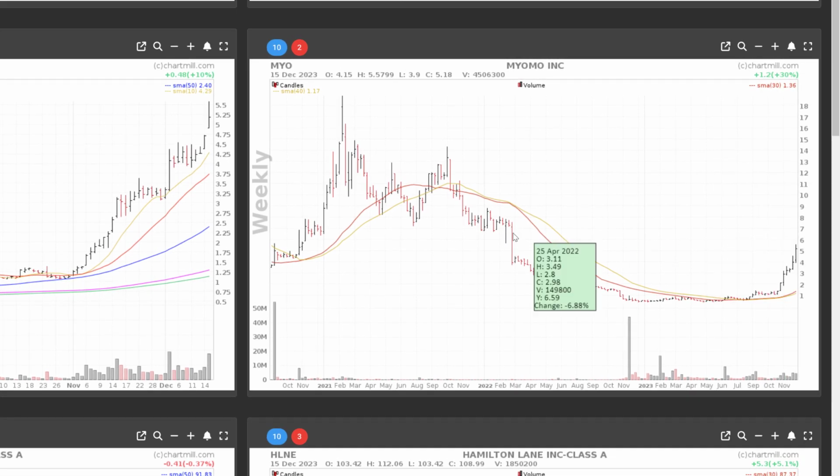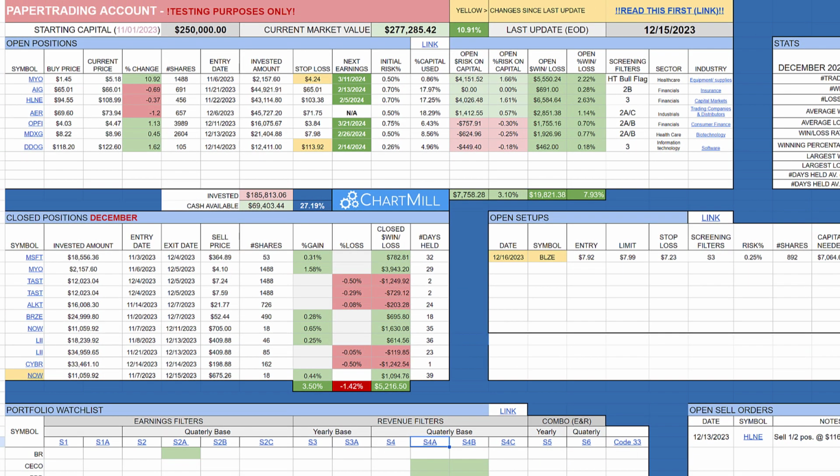A nice target in the short term now is $7, as you can see over here on the weekly chart. That's the first target right now. Current stop loss is, as already said, 4.24.